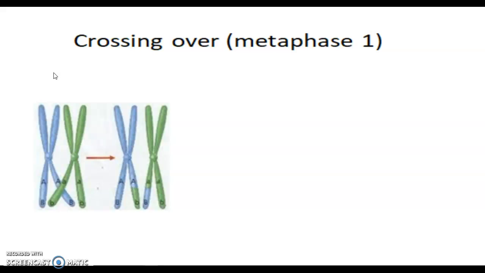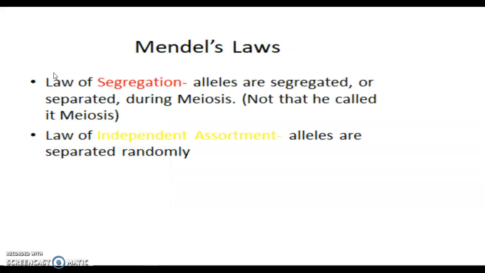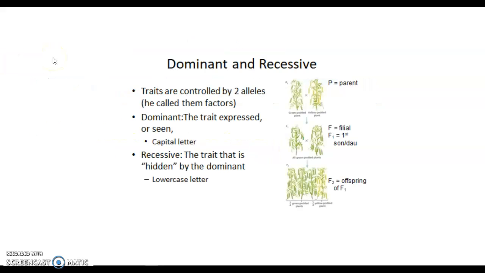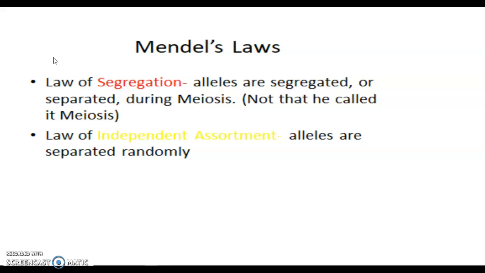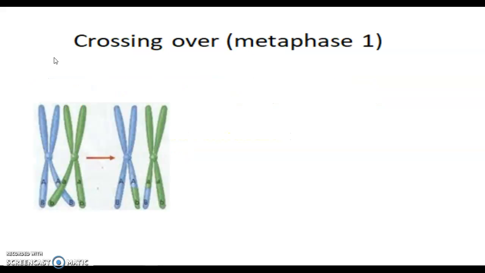Okay, so as we know, crossing over shows what happens during metaphase 1 in meiosis. And if you go back, that's responsible for the law of independent assortment. Something I think I'll put on a test that only people that are paying attention to this might catch.